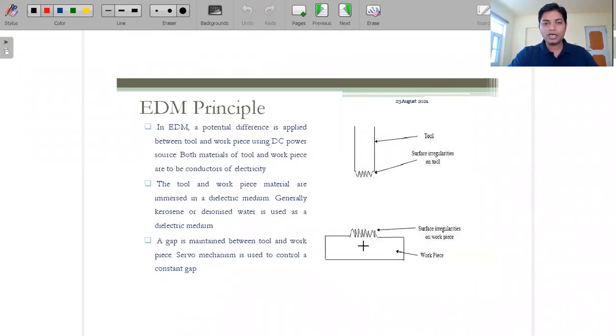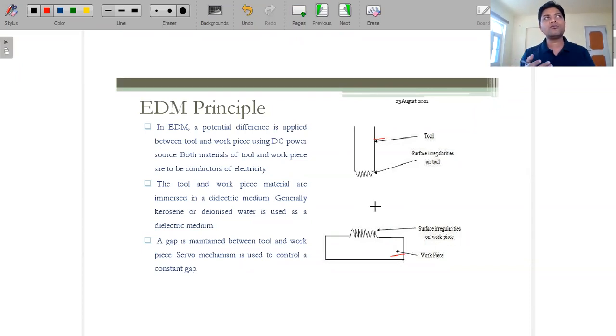So let's move to the working part. The principle I have most probably discussed in the previous slide only. So let's go to the principle. So this is basically the tool, and this is the workpiece.